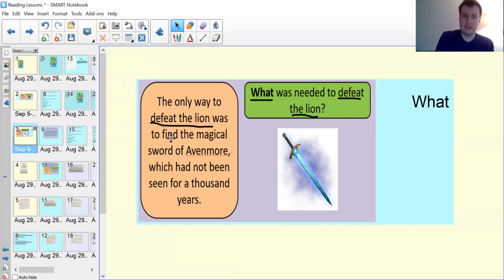I found defeat the lion, which was in my question. What was needed to defeat the lion? The only way to defeat the lion was to find the magical sword of Avonmore. So what was needed to defeat the lion? The magical sword of Avonmore. I hope that's how it's pronounced, Avonmore.